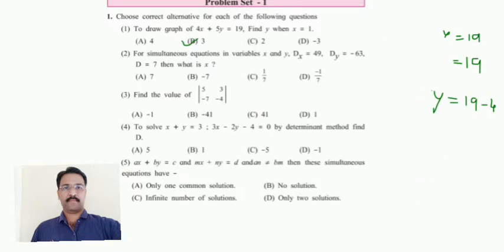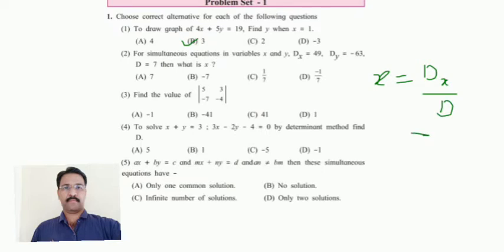Second one. For simultaneous equations in variables x and y, the values Dx and Dy are given to us. Dx is equal to 49 and Dy is equal to minus 63. From these two we are going to find the value of x, when D equal to 7 is also given. We know in Cramer's rule, that one we already know, x we have to find, means x equals Dx upon D. Using this one, we can find it very easily.